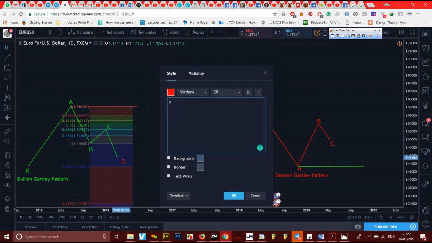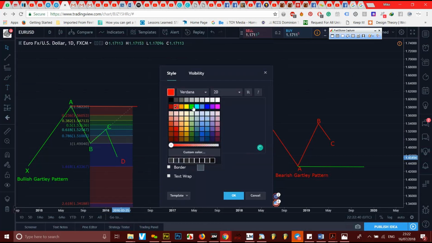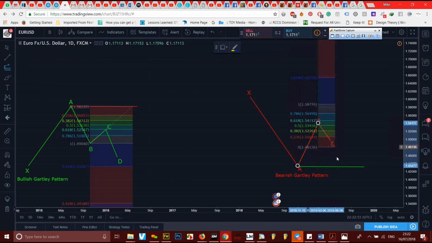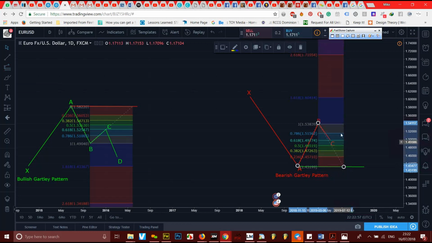I'm going to take you to my MT4, where I can show you. So this is it. This is my D leg. The same thing for this one as well. Take it from A to B and back to A. That gives you your D leg, which will make your D somewhere around here, somewhere around there.